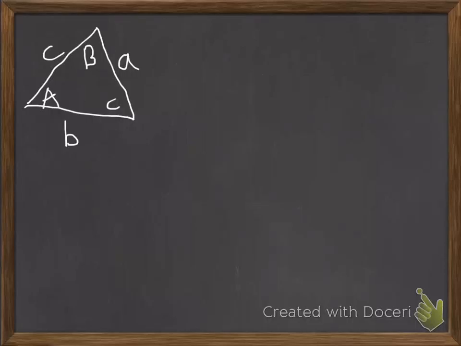Alright, we're going to take a look at the derivation of the law of sines and the law of cosines. We're going to break this up into two cases: one where we have an acute triangle, where all the angles are less than 90 degrees, and then another case where we're looking at the obtuse triangle.